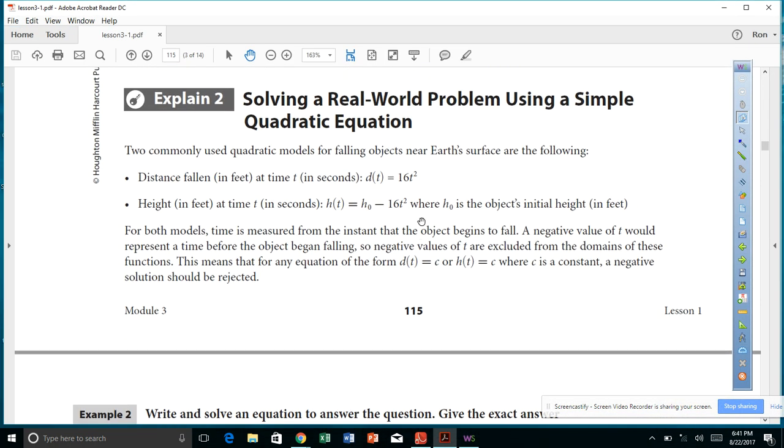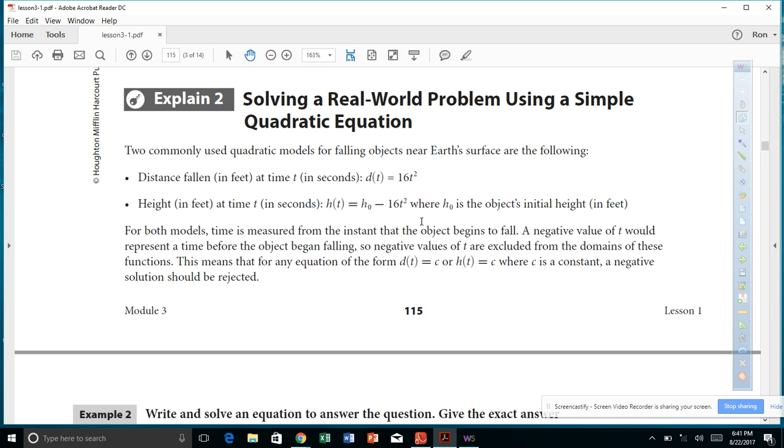Solving a real-world problem using a simple quadratic equation. Two commonly used quadratic models for falling objects near Earth's surface are the following. Distance fallen in feet at time t in seconds, d of t equals 16t squared. Height in feet at time t in seconds, h of t equals h sub 0 minus 16t squared, where h sub 0 is the object's initial height in feet.